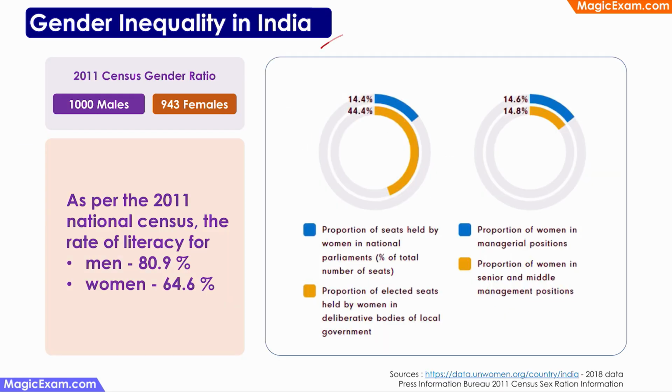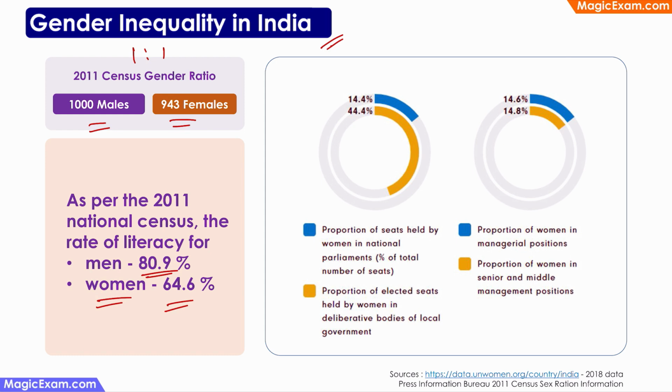Is there gender inequality in India? Yes, there is. If you look at the 2011 census, there are 943 females for every 1,000 males. So which means that the ratio between males and females in India is roughly 1:1 or 50-50. And if you look at the literacy rate, men have a 80.9% literacy rate, whereas women have 64.6%, which means that there are more illiterate women than men. So why is that? So this can be because of gender bias or gender discrimination.